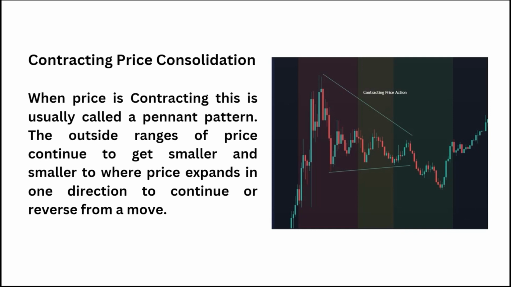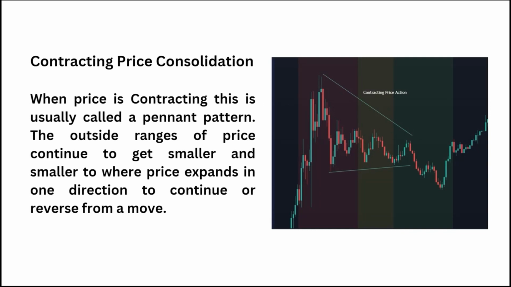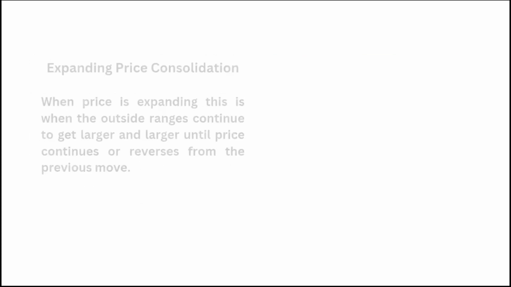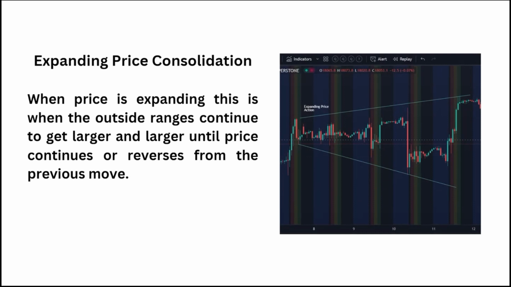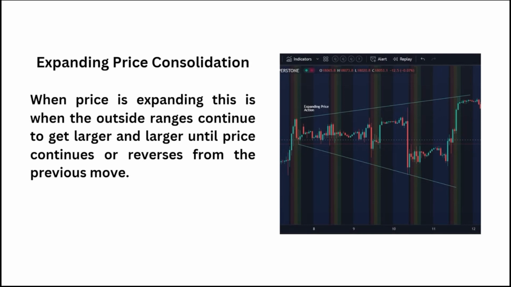Contracting price consolidation. When price is contracting, this is usually called a pennant pattern. The outside ranges of price continue to get smaller and smaller to where price expands in one direction to continue or reverse from a move. Expanding price consolidation. When price is expanding, the outside ranges continue to get larger and larger until price continues or reverses from the previous move.